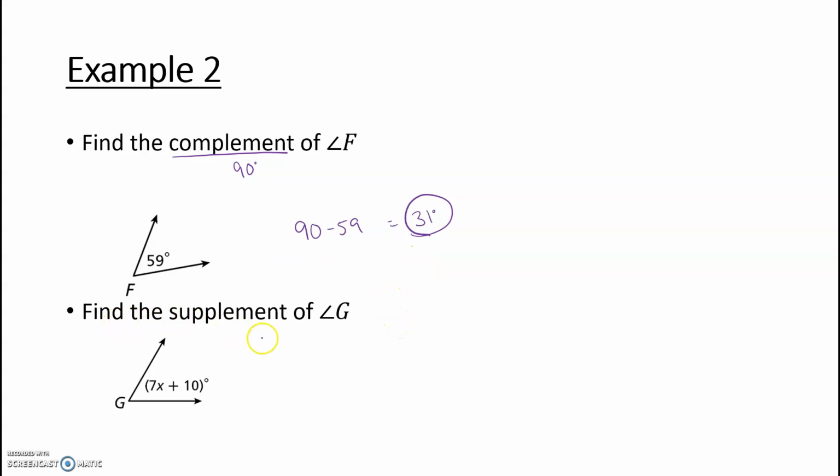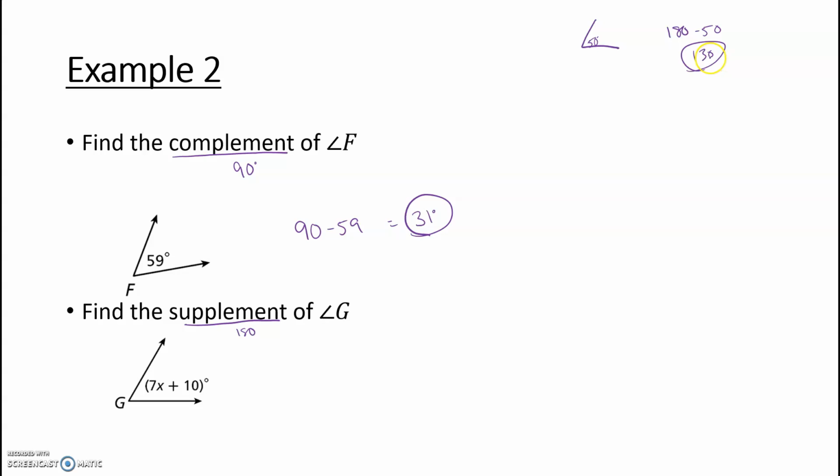Next one says find the supplement. Right? So when we hear supplement, we think of 180. Now this one's a little bit harder, but we're still going to think the same way. So off this for a second, if I told you this was 50, and I wanted the supplement, well, you would say supplementary is 180, subtract out 50, you know the supplement is 130, right? So 130 and 50 add up to 180.